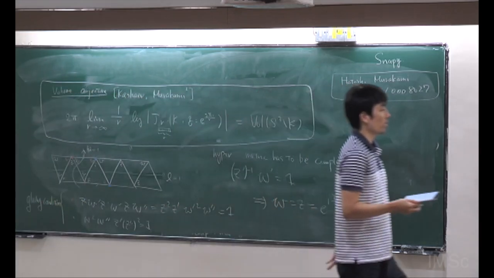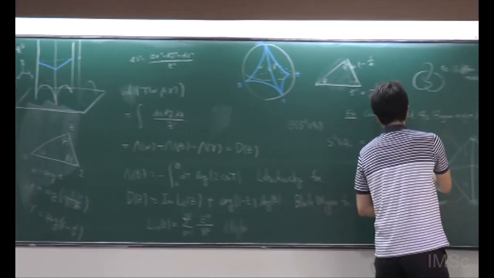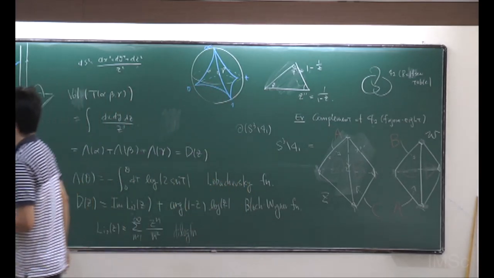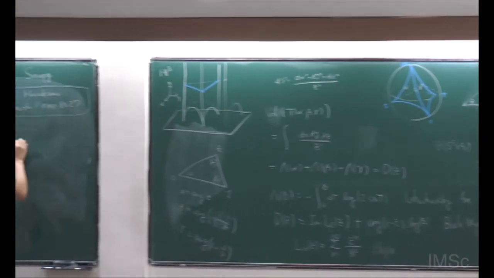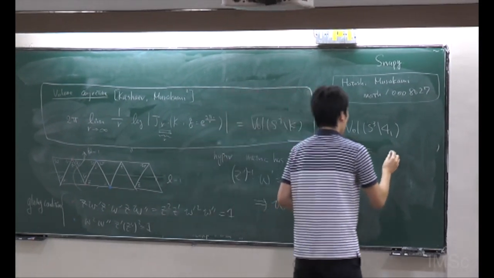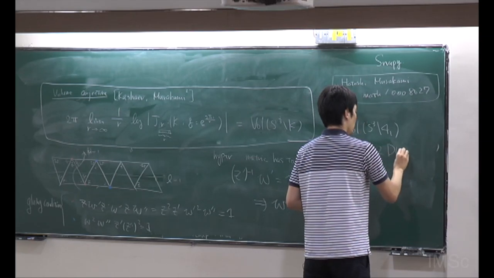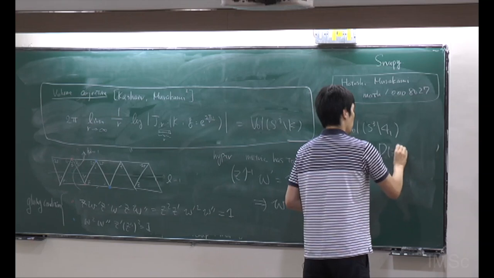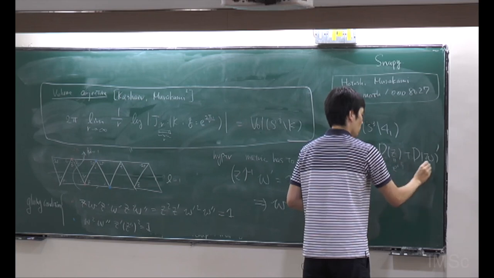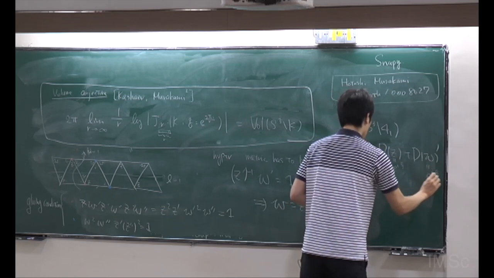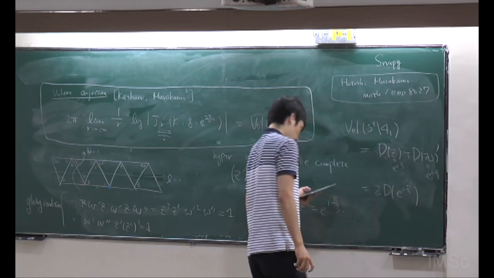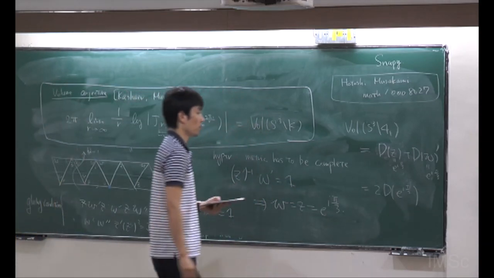Okay, and so we know that each ideal tetrahedron has a volume given by the Bloch-Wigner function. So therefore, the volume of the complement of 4_1 is given by 2 times D(z) plus D(w) at z equal to e to the i pi over 3. This is also e to the i pi over 3. So therefore, 2 D(e^{i pi/3}) twice. Okay, so this is the volume of the knot complement of the figure 8.